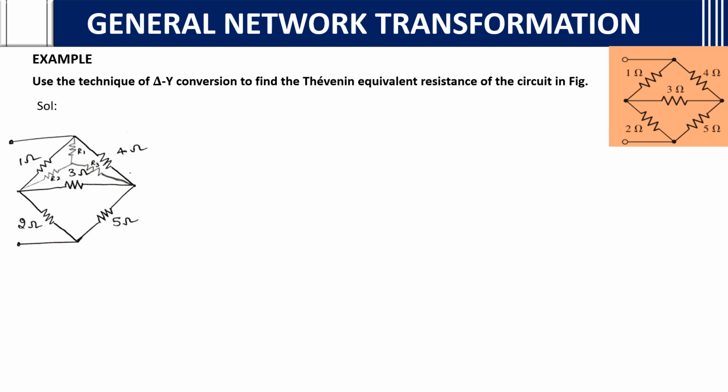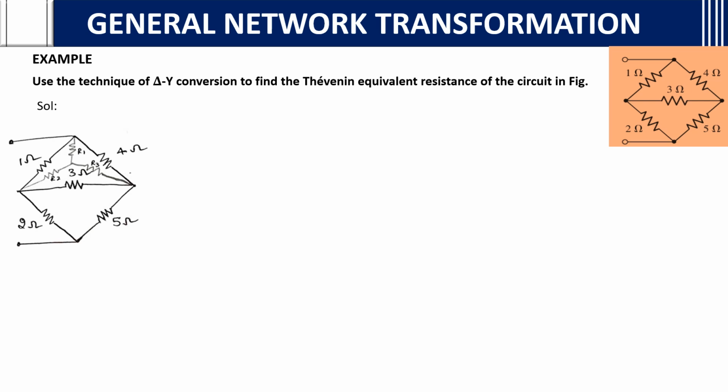Now we will see the next question. Use the delta-Y conversion technique to find the Thevenin equivalent resistance of the circuit. Here they have not mentioned whether to convert from delta to star or star to delta. They are telling us to use this delta-Y or Y-delta transformation to solve this circuit. To do that, what should we do? First you write the same problem in this way.